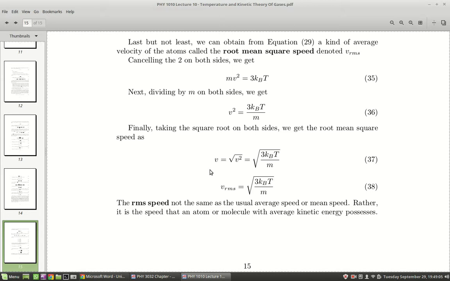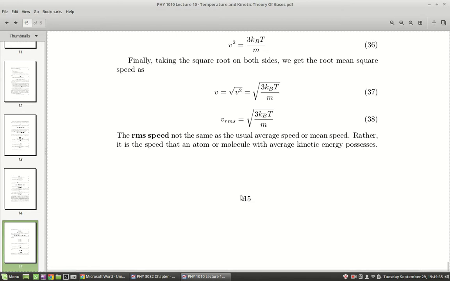Basically, this is the velocity which an atom that has got average kinetic energy has. An atom or a molecule which possesses average kinetic energy is going to have a value of velocity which is known as VRMS, the velocity root mean square, or the root mean square speed. So basically, in a nutshell, this is what temperature is.